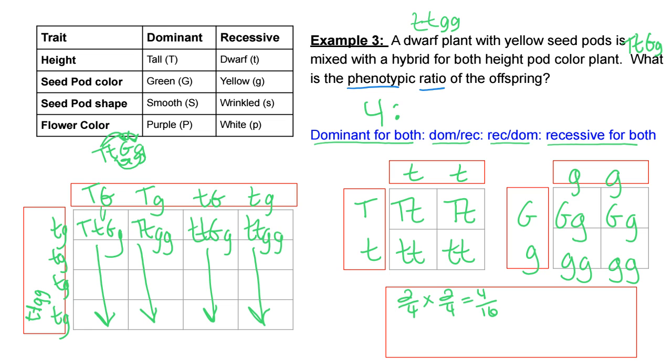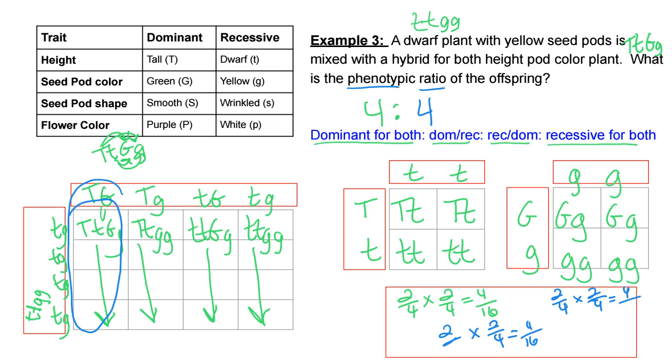If I come over to this other Punnett square and count this column right here, 4 out of 16 look dominant for both. My next number, dominant and recessive. So 2 out of 4 look dominant, and then 2 out of 4 look recessive. So 4 out of 16. Recessive dominant, same thing. 2 out of 4, 2 out of 4. So again, I'm at 4 out of 16. And my final one has to be 4.